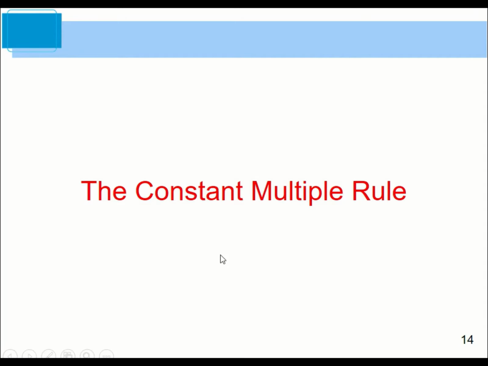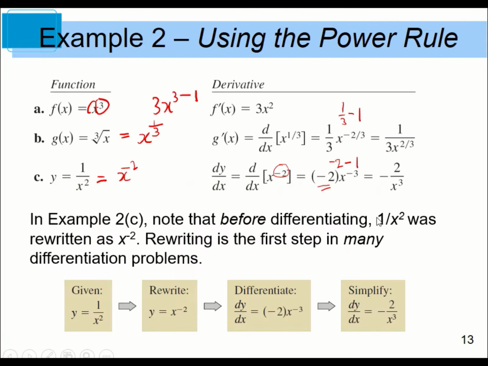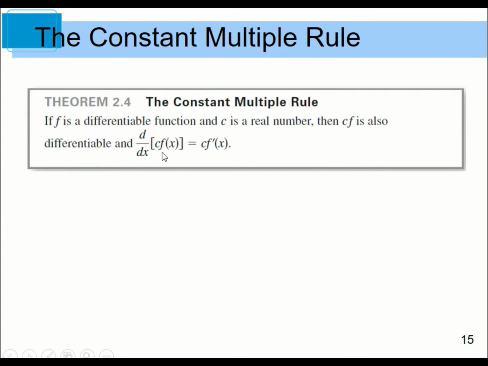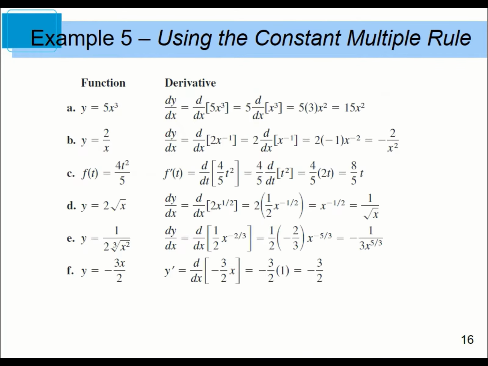Now the third differentiation rule is called the constant multiple rule. So what does that mean? It means that when we have a number in front of a function, when we differentiate, we only differentiate the x. We do not differentiate the number. However, later the number is going to multiply the function of x. So these are the examples.